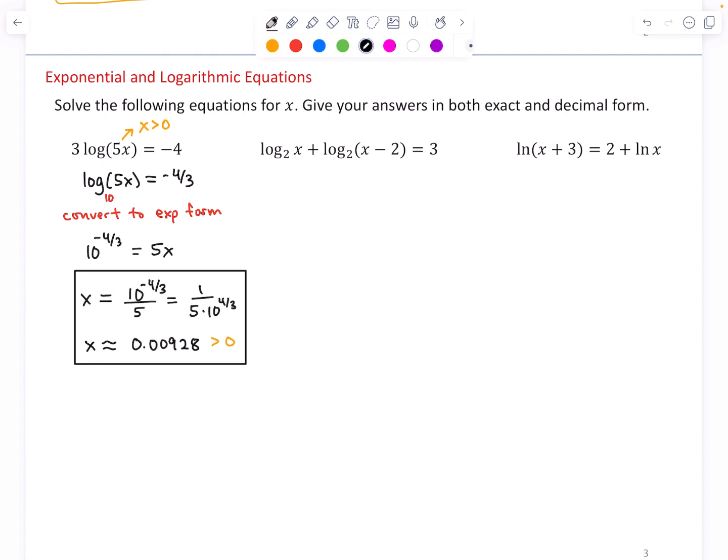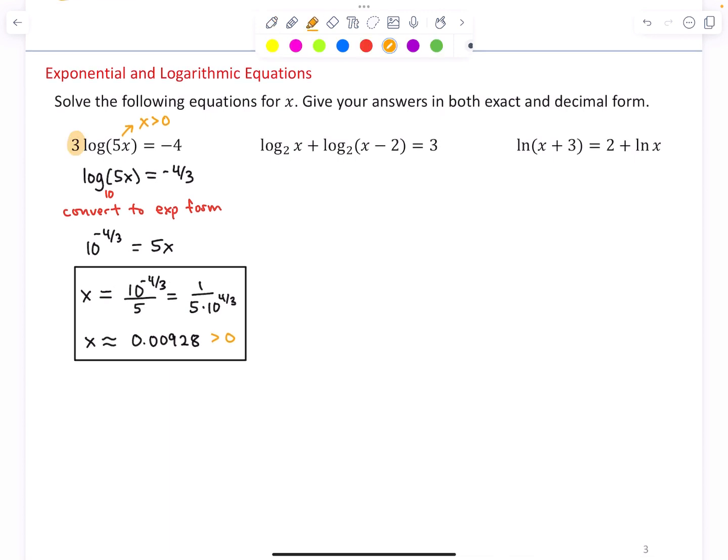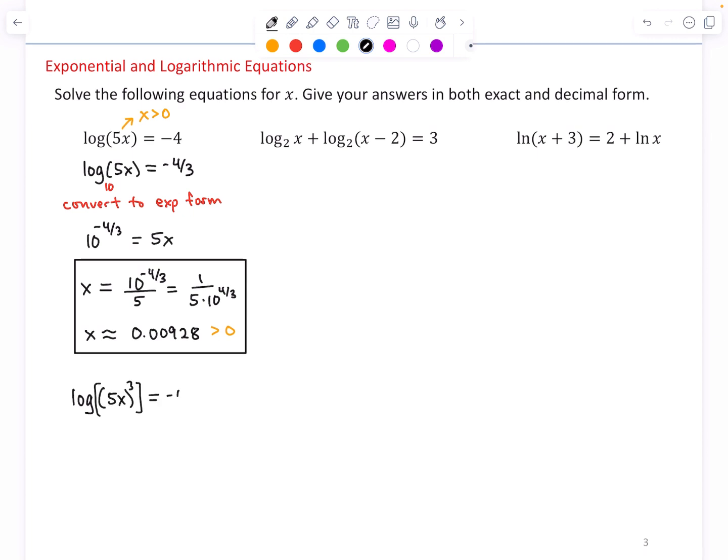Now, as an alternate way to begin this equation, in order to isolate the logarithm, we had to remove this 3, and I chose to divide both sides by 3 to isolate the logarithm. But you can also use a log property where this 3 is brought up using property 8 as an exponent on the 5x. So that would give me log of (5x) cubed, where (5x) cubed is the new argument, is equal to negative 4. And now I will convert this to exponential form.